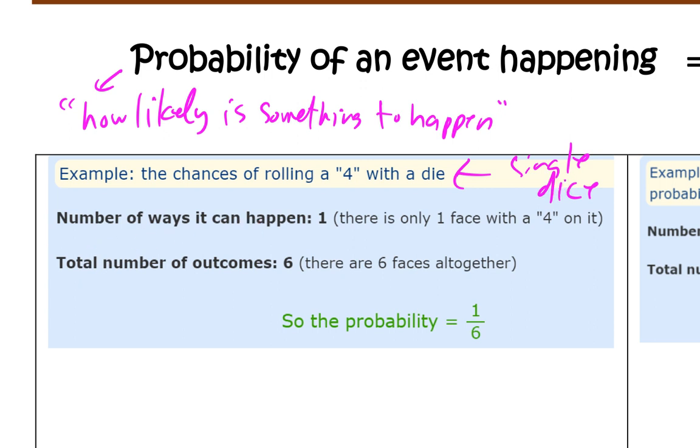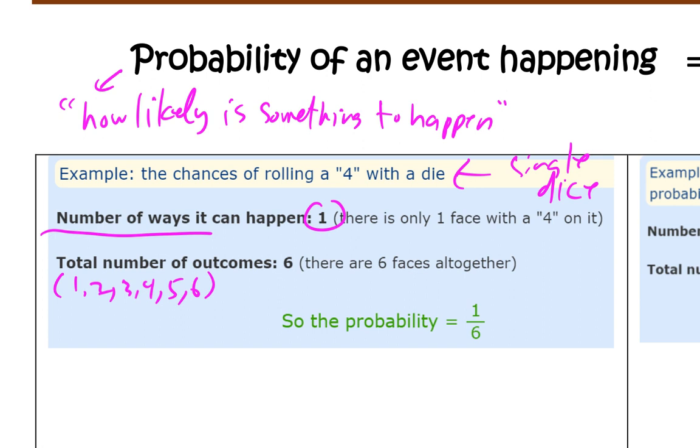The number of ways that you can roll a 4: there's only one side with a 4 on it, so the number of ways it can happen is 1. Now the total number of outcomes is 6 because there are 6 faces. You can get a 1, a 2, a 3, a 4, a 5, or 6 on a dice. So the probability of getting a 4 is 1 out of 6.